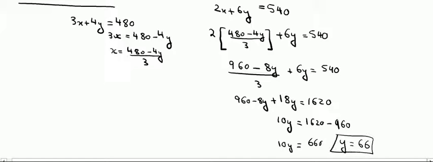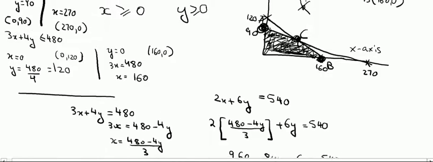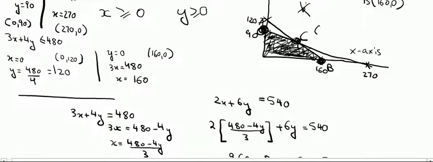Once we get y, we can substitute this y into this equation and get the value of x. x equals (480 minus 4 into 66) divided by 3. So 4 into 66 is 264. 480 minus 264 divided by 3 is equivalent to 72. So the last point, point C, will have coordinates of (72, 66).